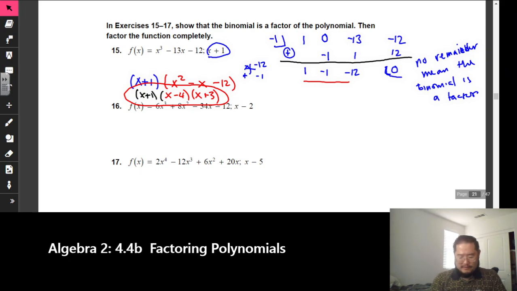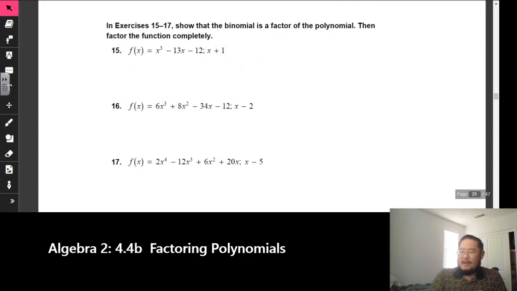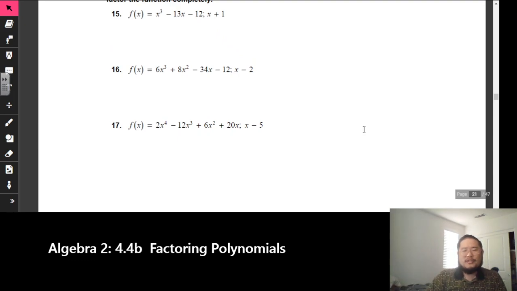Pretty cool, right? I know it's not very cool, but hey, it works out, and once you get it, you're like, hey, it's awesome. So let's do number 16. I know I'm not selling it because sometimes this stuff gets tedious, but once you figure it out, when it all comes together, you'll realize that this is easy.